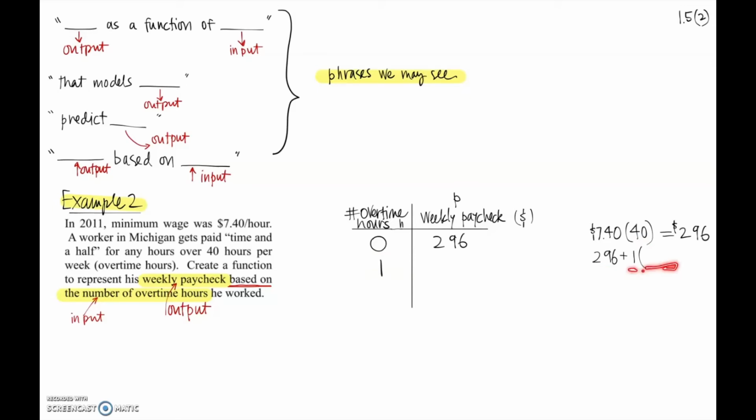So what is time and a half? It's 1.5 times 7.40. And 1.5 times 7.40 is 11.10. So 1.5 times 7.40 is our time and a half rate, and that's 11.10. And so that week, his weekly salary will be $307.10.